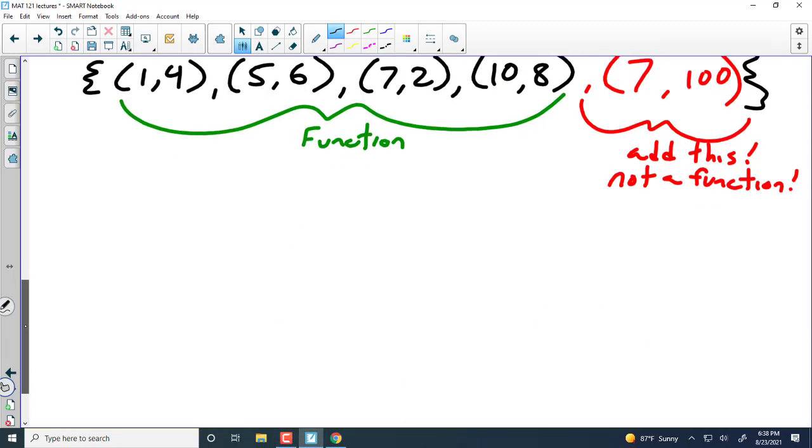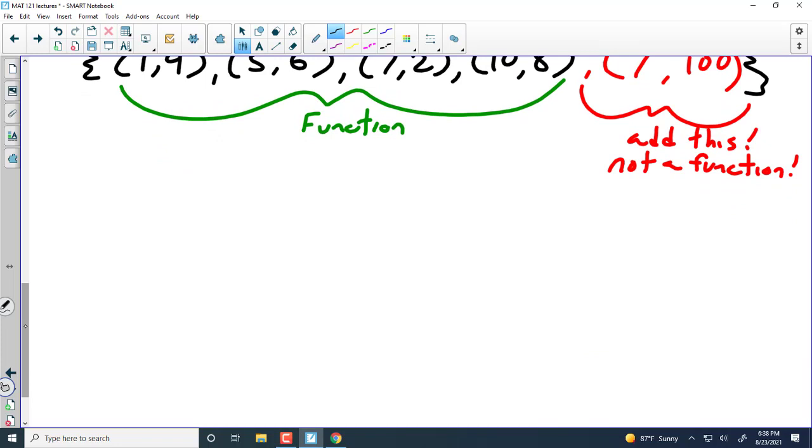Now, here's something that sometimes messes people up because they're like, I think I've got that, and then I write this.